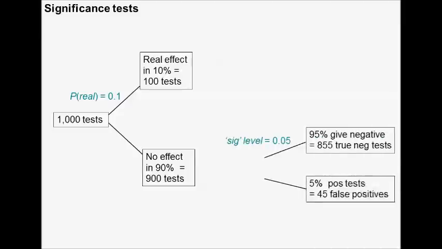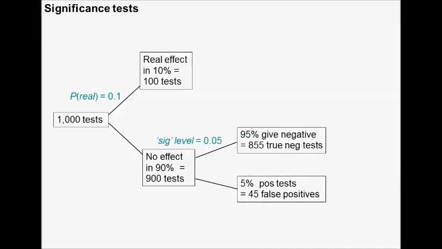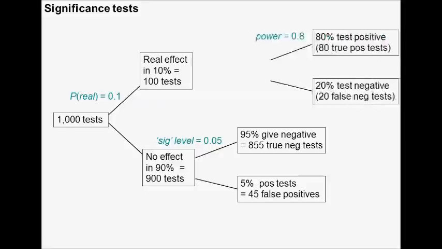We now do a test of significance on all of these, and if we use a significance level of 0.05, not to be recommended but very common nonetheless, that means that 5% of these tests will be false positives and 95% will give the correct negative answer. So we have 45 false positives. But again, we can't tell what the false discovery rate is unless we look also at the other arm, because we need to know the total number of positive tests.